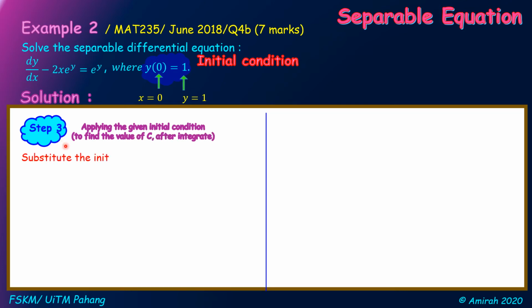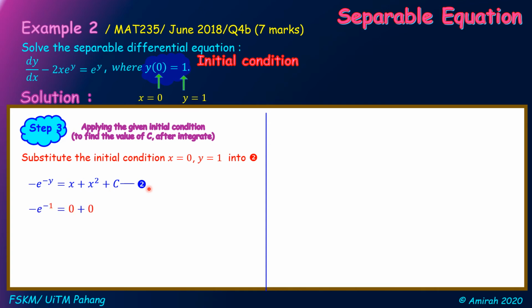So now we substitute the initial condition x equals 0 and y equals 1 into equation 2. We recall equation 2 from the previous slide. After we integrate both sides, we have negative e to the power of negative y equals x plus x squared plus c. This is equation 2 from the previous slide.